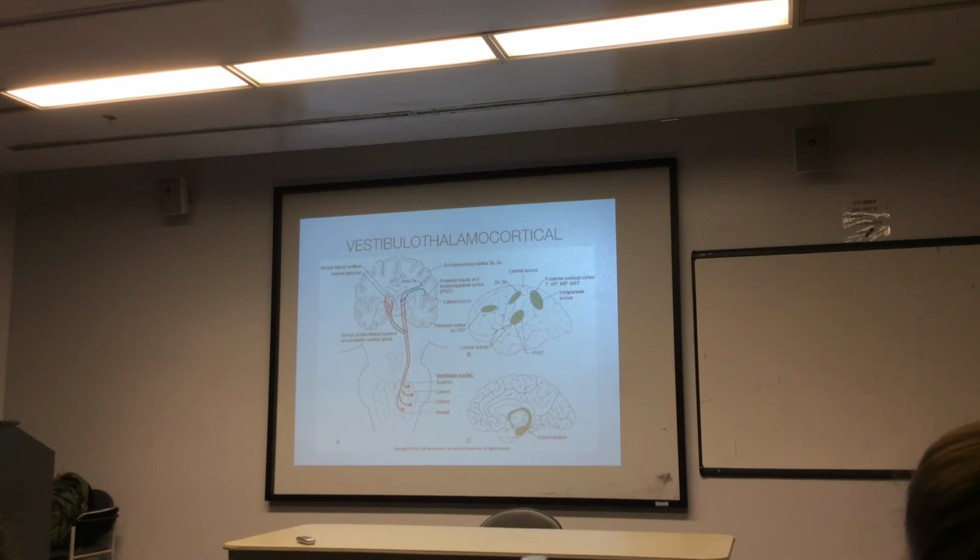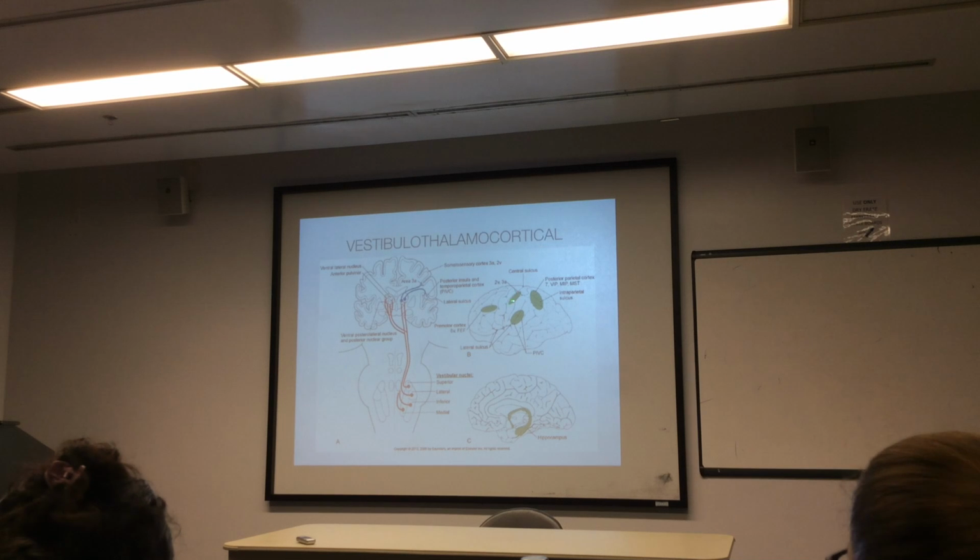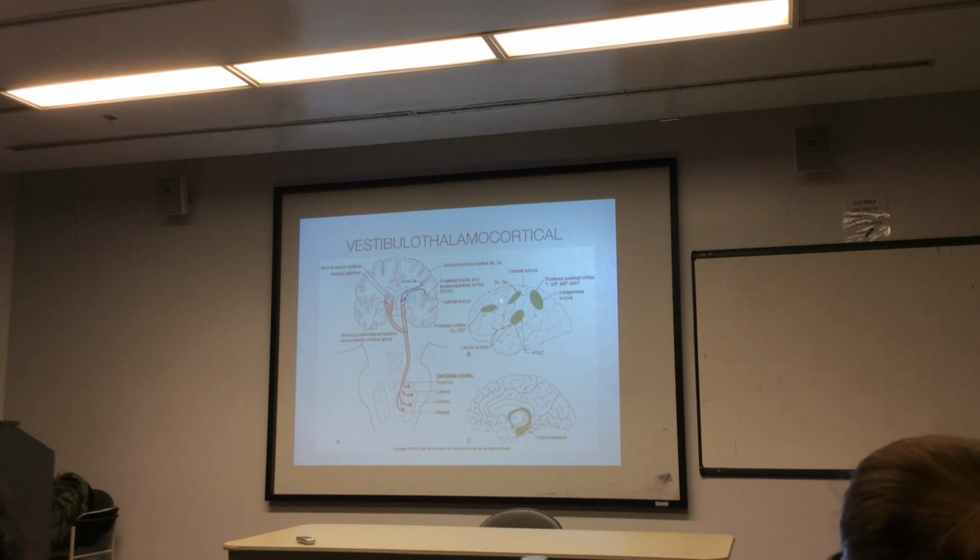And then with the vestibulothalamocortical system, these guys project up to the thalamus. They're going to go to the VPL. They're also going to go to the posterior nucleus and the anterior pulvinar. And then they'll project out to different cortical regions. So some of the areas involved are going to be 2B and 3A.